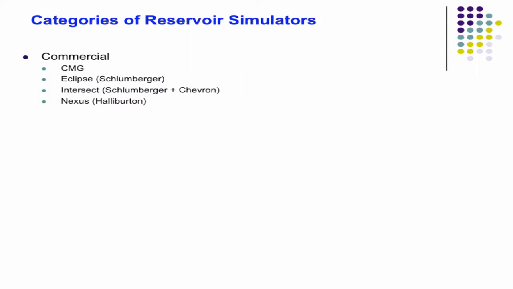I think this was maybe on the very first day of class even. We talked about different reservoir simulators. There are your commercial simulators, CMG and Eclipse. I would guess that CMG and Eclipse together probably have like 80 or 90% of the market share of commercial simulators. At any super major company, you'd have multiple licenses of either or maybe both of those simulators. And then, of course, there are other ones: Intersect, which is a collaboration between Schlumberger and Chevron, and Nexus from Halliburton. But CMG and Eclipse are by far the most ubiquitous.